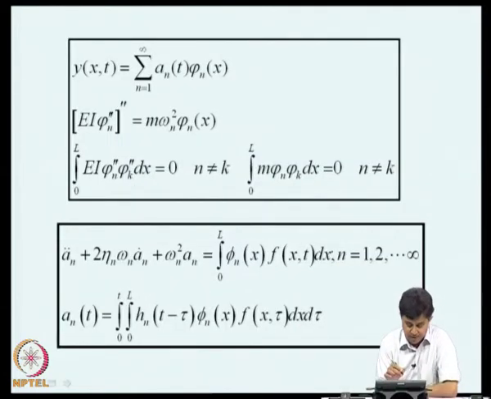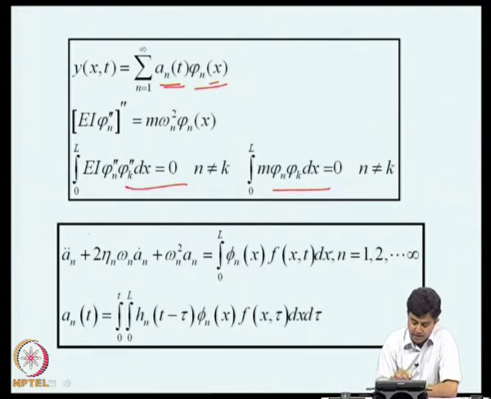So, the first few steps are similar to what we have been doing till now. We assume displacement in terms of generalized coordinates and the eigenfunctions, and these eigenfunctions satisfy this pair of orthogonality relations and this eigenvalue problem. This leads to the equation for the generalized coordinates, and the generalized force on the right hand side is now integral 0 to L phi n of x f of x comma t dx, and this n runs from 1 to infinity.